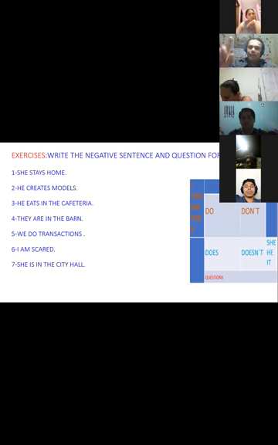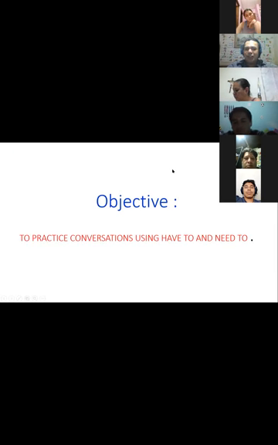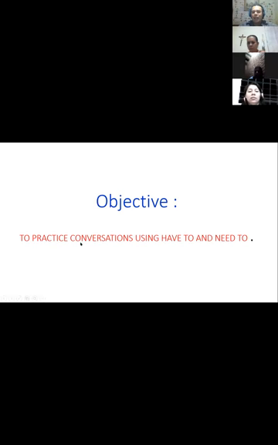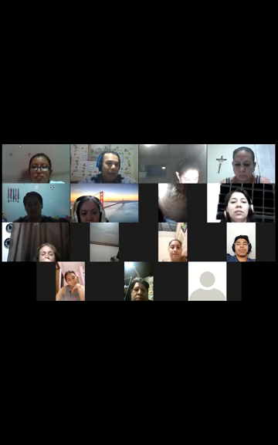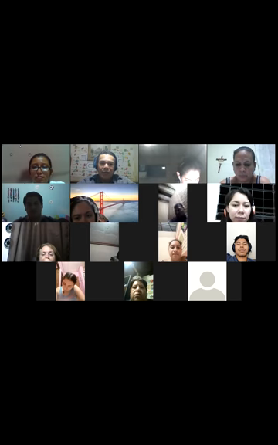And at the beginning, the first activity was to create negative sentences and questions using the simple present and also verb to be. What was the objective today? ¿Cuál fue el objetivo de ahora? To practice conversations using have to and need to. Plus must, writing sentences talking about obligations. So basically, that's the complete agenda, okay, for today. So let's see, all right, that's what we have for today's class.